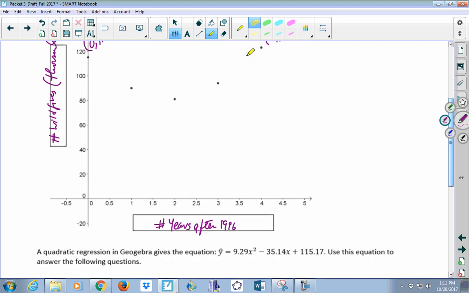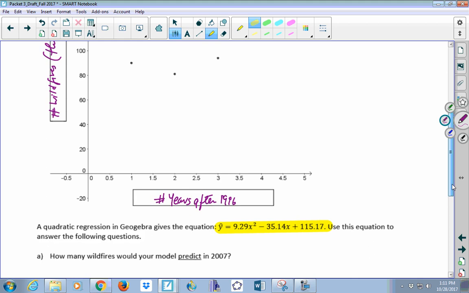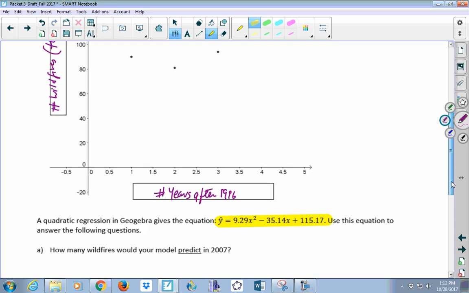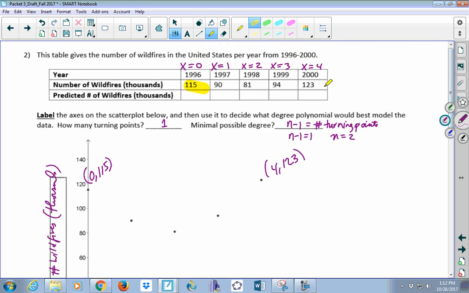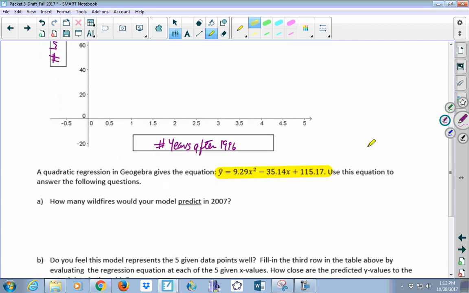So we perform a quadratic regression in GeoGebra, and we get the equation y hat equals 9.29x squared minus 35.14x plus 115.17. So let's use this equation to answer some questions. How many wildfires would this model predict for 2007? So let's see. 2007 is going to be an x value out here, if we kept going, an x value of 11 for 2007.